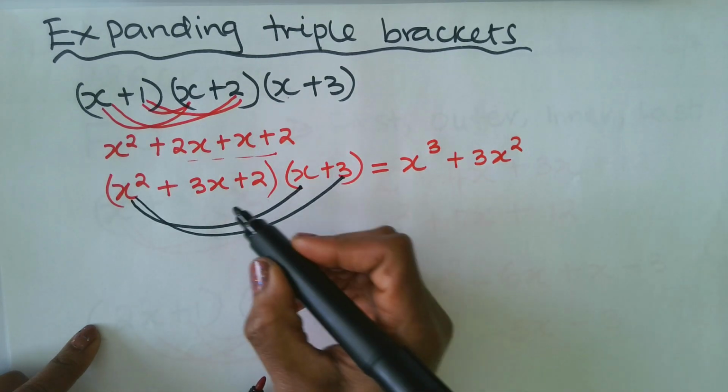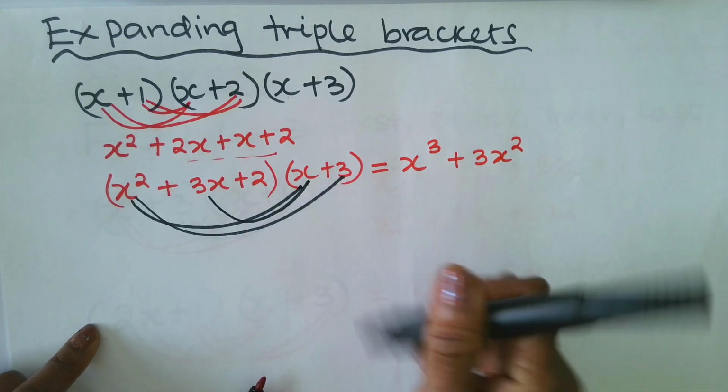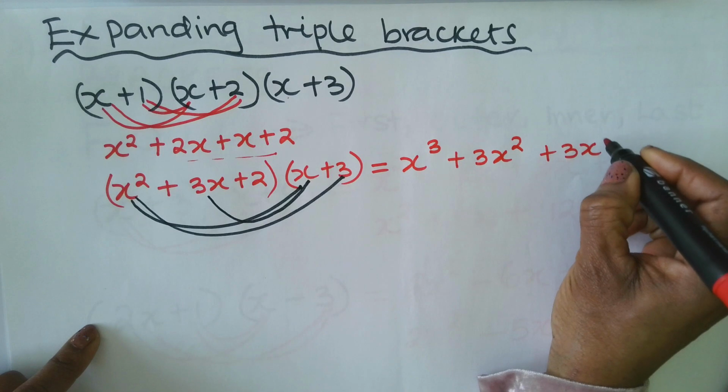Now I move to the second expression. 3x times x will give me plus 3x squared.